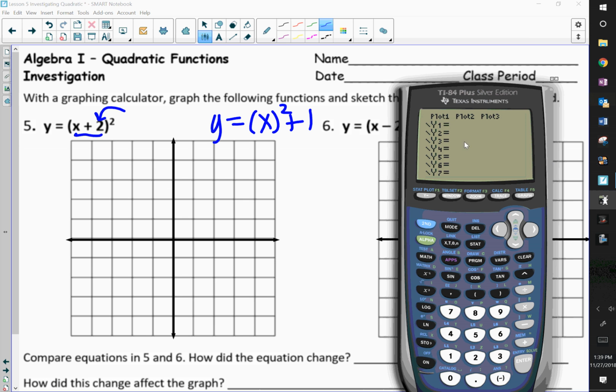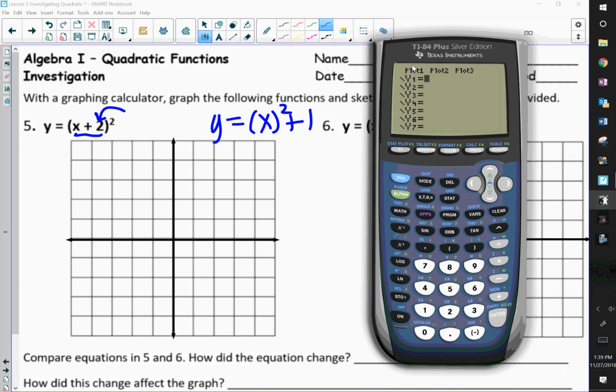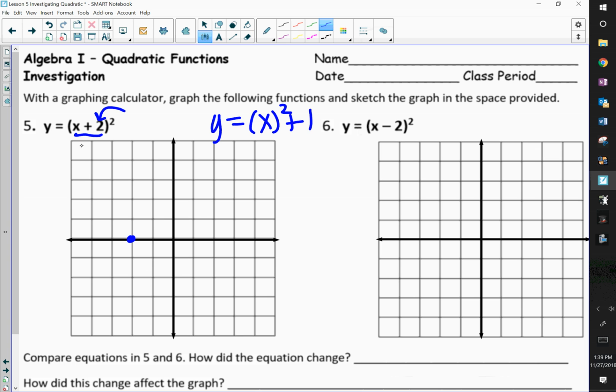So grab your calculator and try that. The parentheses are above the 8 and the 9 key, so it's going to be parentheses x plus 2 parentheses, and then you square it. And if you graph that, what you notice is it shifts it to the left 2 places. So 1, 2 places. There's the U shape.